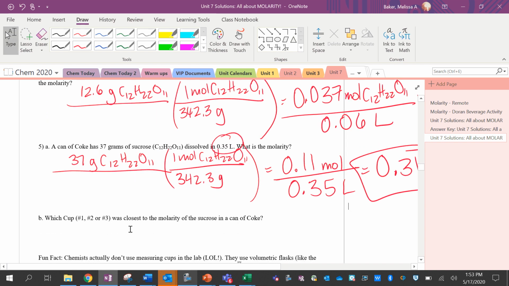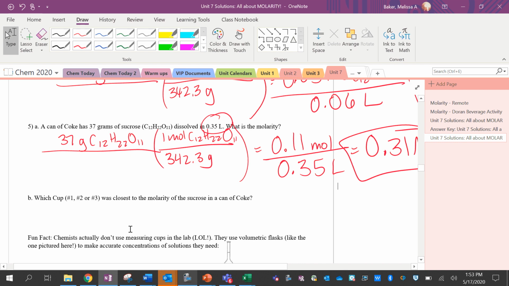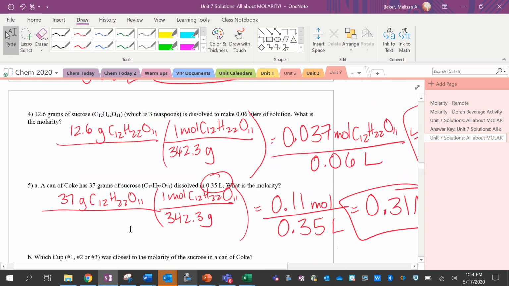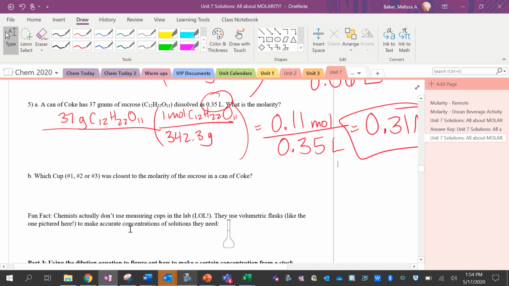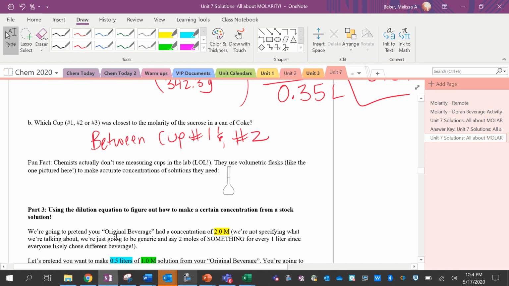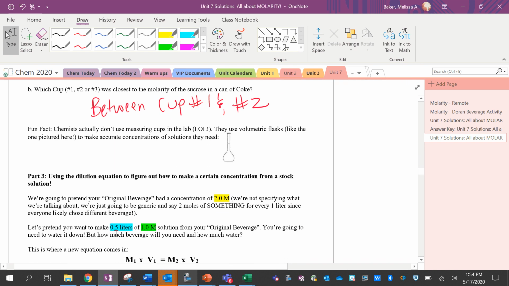So which cup was closest to the molarity of the sucrose in a can of Coke? It would be between cup number 1 and 2, about halfway between. Fun fact, chemists don't actually use measuring cups in the lab. They use volumetric flasks to make accurate concentrations of solutions.